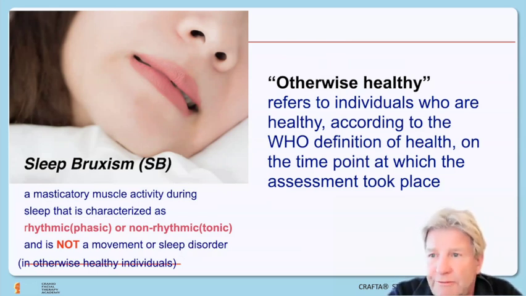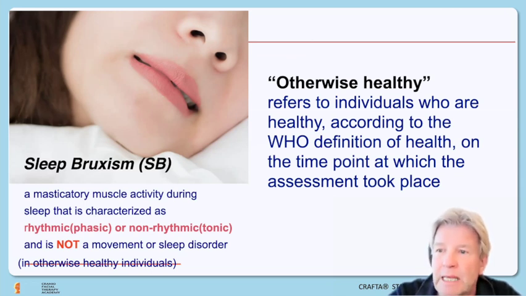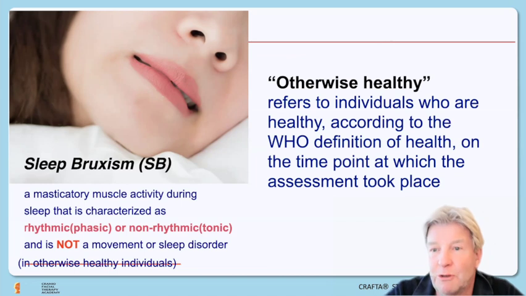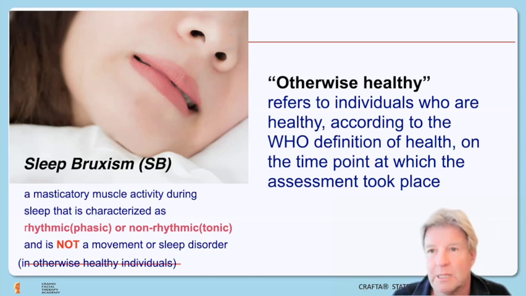Then we have to look at the definition of sleep bruxism. First, the bruxism definition: a masticatory muscle activity during sleep that is characterized as rhythmic, phasic, and non-rhythmic, tonic, and is not a movement or sleep disorder. And they changed the wording 'in otherwise healthy individuals'. This was a discussion point in this group. Otherwise healthy refers to healthy persons, so it can be that this also includes persons who are not healthy. You can have a comorbidity and still have bruxism, but you can also have no problems and get sleep bruxism.